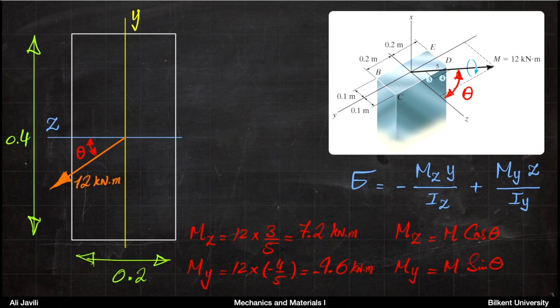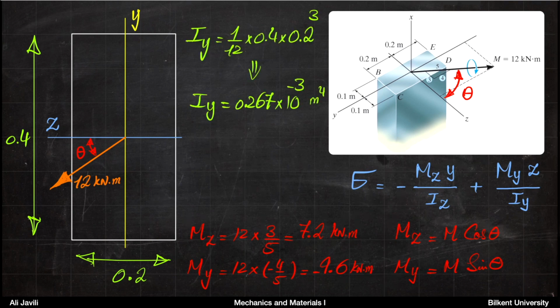All right, so now that you have the moments individually, what we want to do next is to calculate the moment of inertia Iy and the moment of inertia Iz. The moment of inertia for a rectangular cross-section is 1 over 12 bh cubed. And then depending on the direction, you would need to decide what is b and what is h.